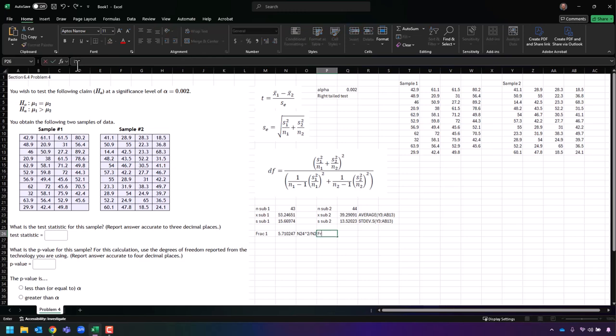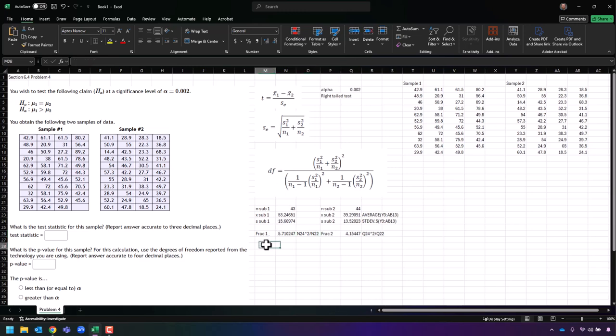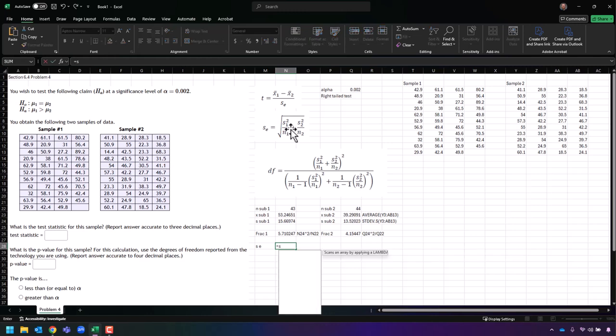Similarly here, the fraction 2, for the other set, is s sub 2 quantity squared over n sub 2. There we have that. It'll give us just a little bit more room right here. So I have pretty much what I need to build my standard error. S sub e, the standard error, however we want to abbreviate that, is the square root of this sum.